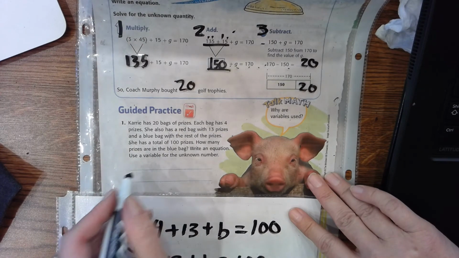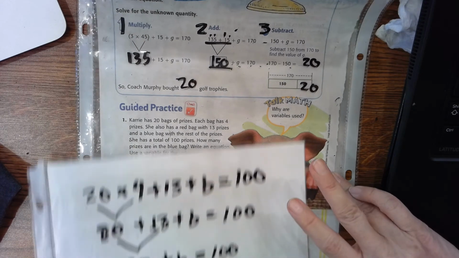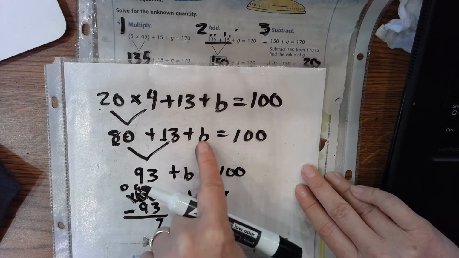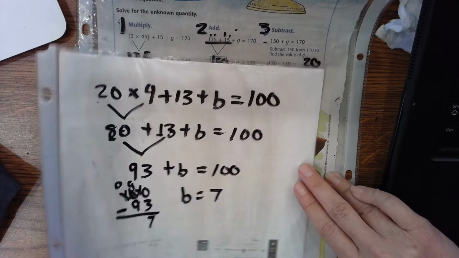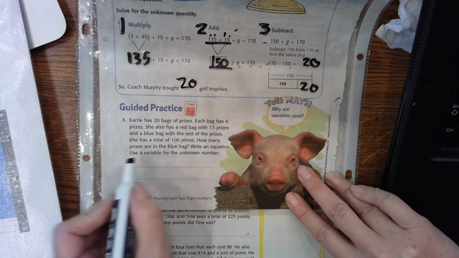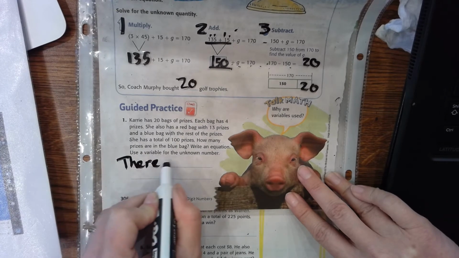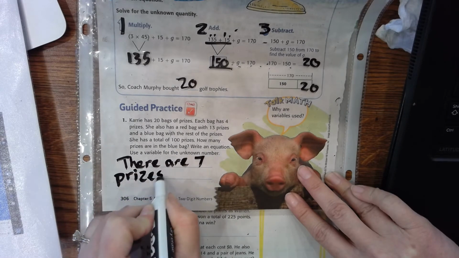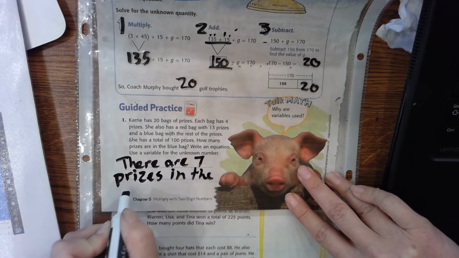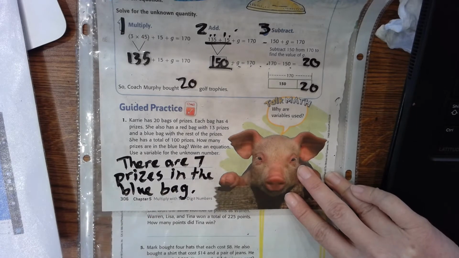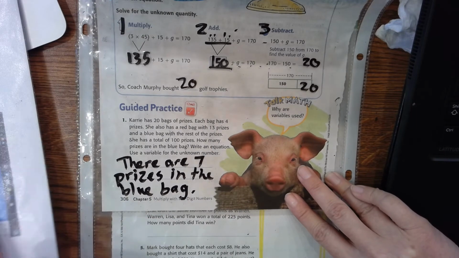How many prizes are in the blue bag? That's the question that's asked. And since the blue was what we were finding, we know B equals 7, and B was what I wrote for a blue bag. So, how many prizes are in the blue bag? There are 7 prizes in the blue bag. And that's how that problem is solved.